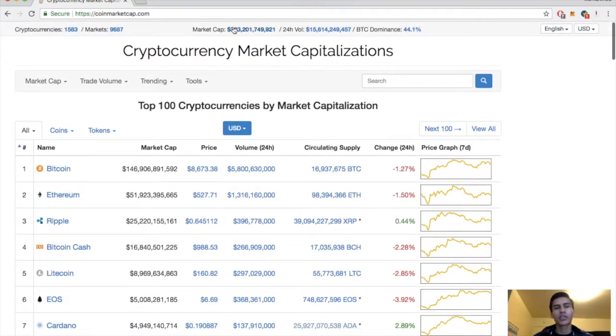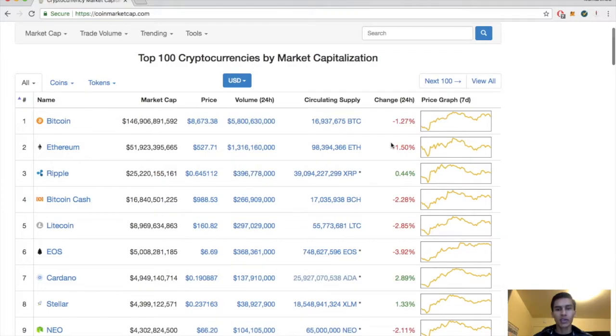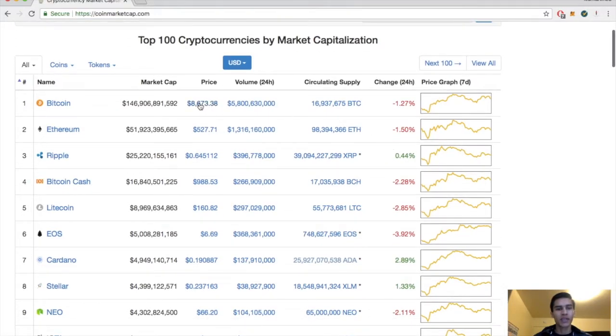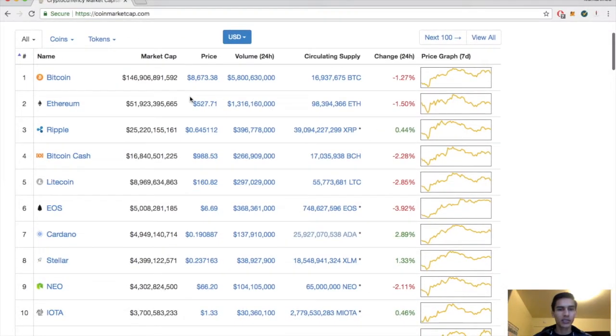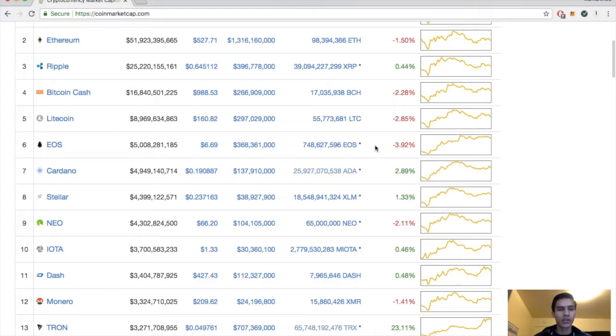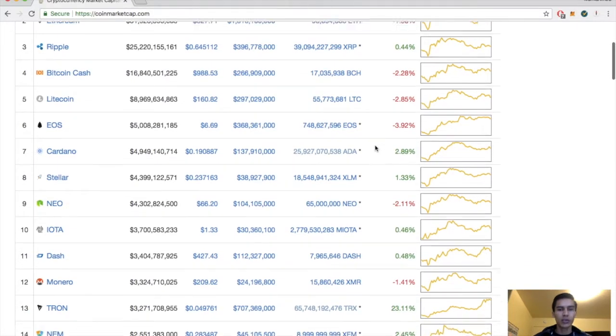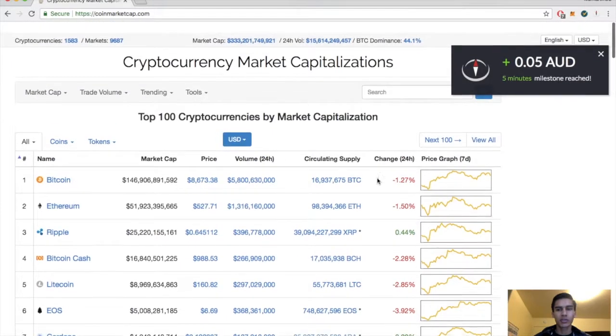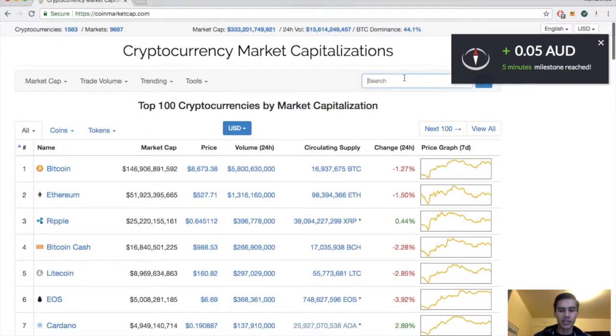Market cap sitting at 333 billion. Today's volume 15.6 billion. Bitcoin dominance sitting at 44.1. Bitcoin down 1% for the day, guys. Still can't break above 9,000. Ethereum down 1% as well, sitting just above 500 at 527. Ripple up 0.44, Bitcoin Cash down 2, Litecoin down 2, EOS down 4, Cardano up almost 3, Lumen's up 1, Neo down 2.